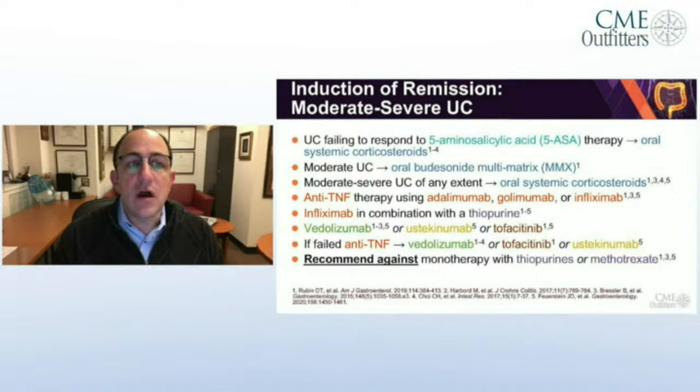And the options are, if it's moderate active UC, oral budesonide in the MMX preparation would be a reasonable option. And in general, we like budesonide because of its rapid clearance through the liver and lower adverse event profile than systemic steroids. But if it's moderate to severe or the patient's not responding to the budesonide preparation, oral systemic corticosteroids are certainly reasonable.